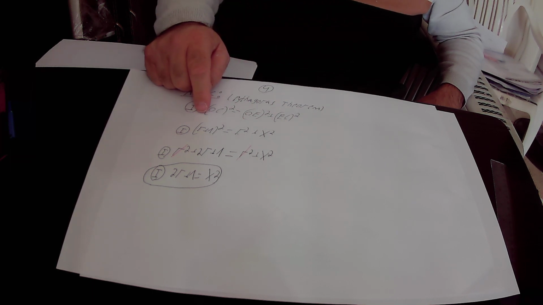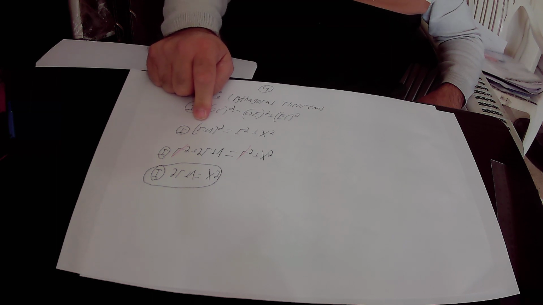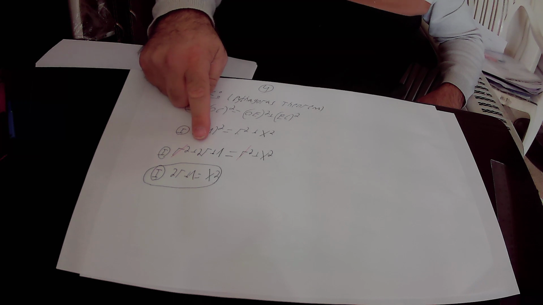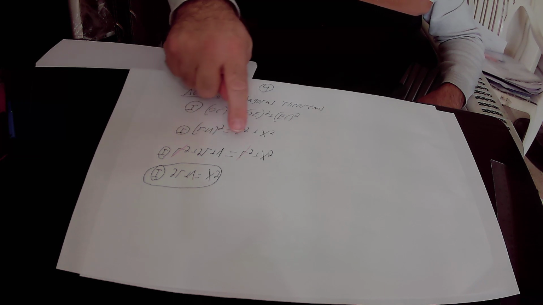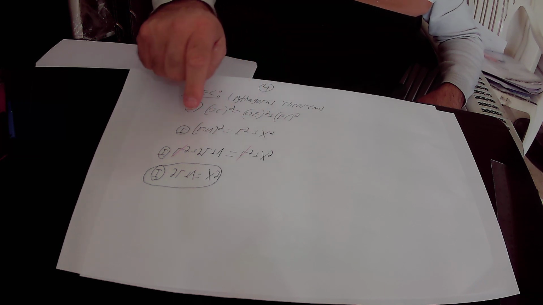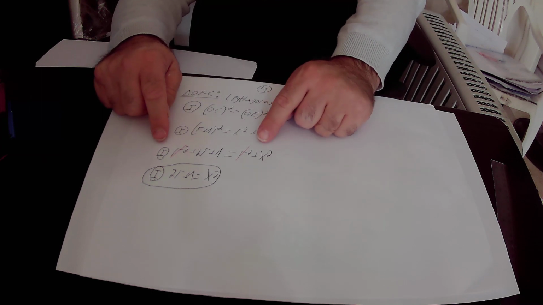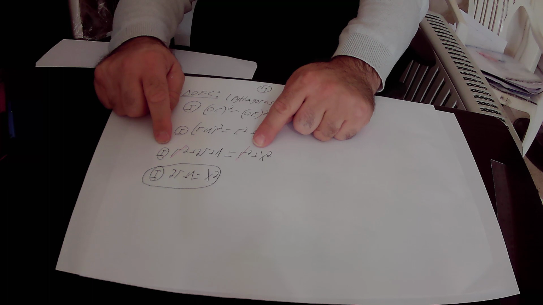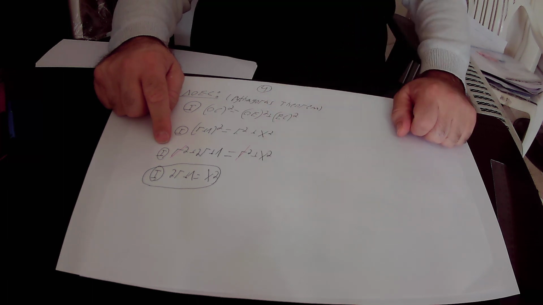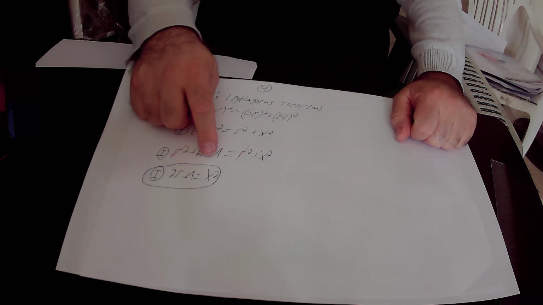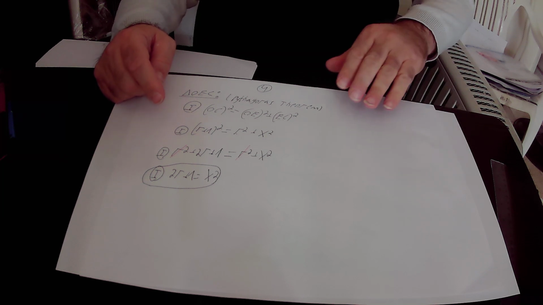We open the bracket on this side of equation number 1 and we get that (R plus 1) square equals R square plus 2R plus 1, and it equals R square plus X square. Here we subtracted R square from equation number 1, and we got that 2R plus 1 equals X square.